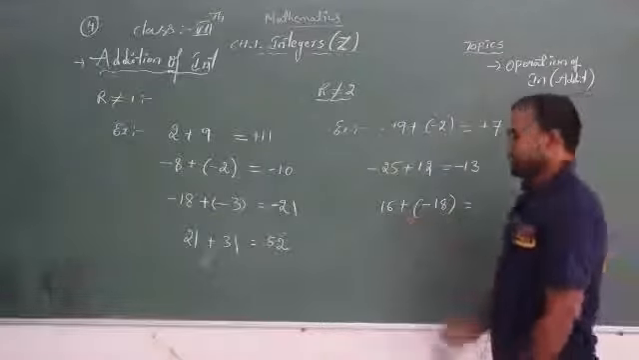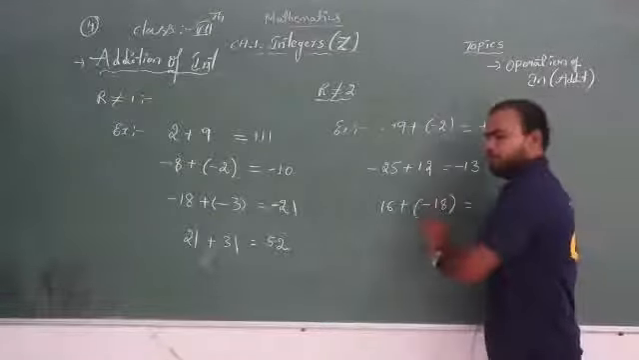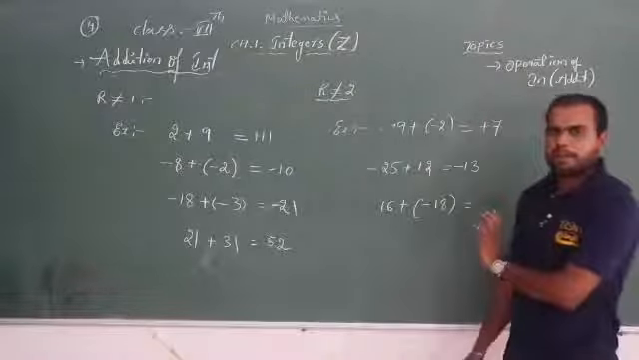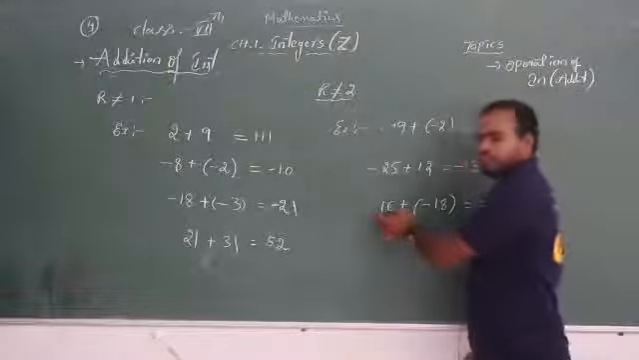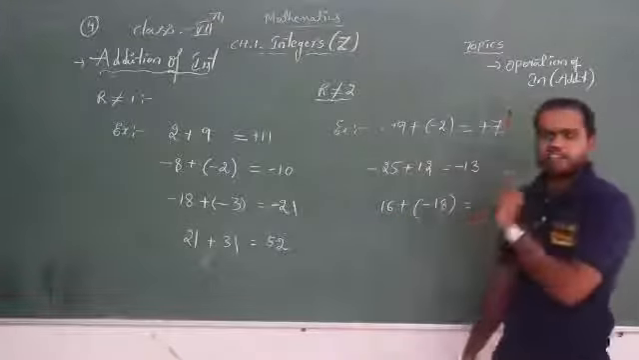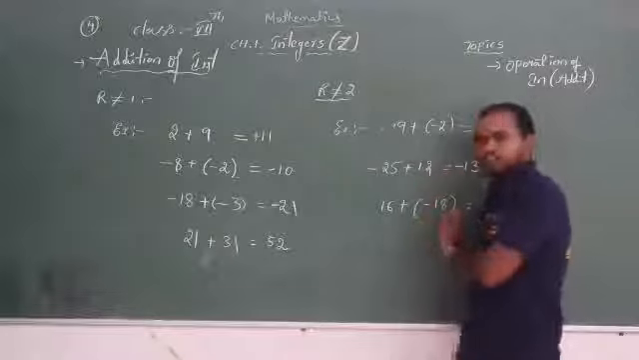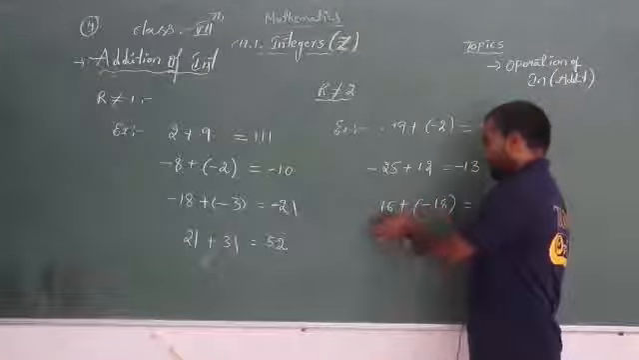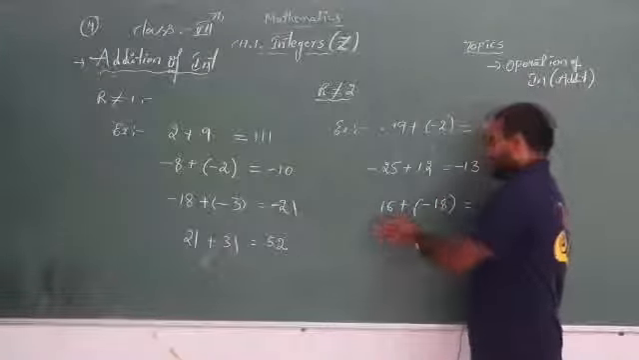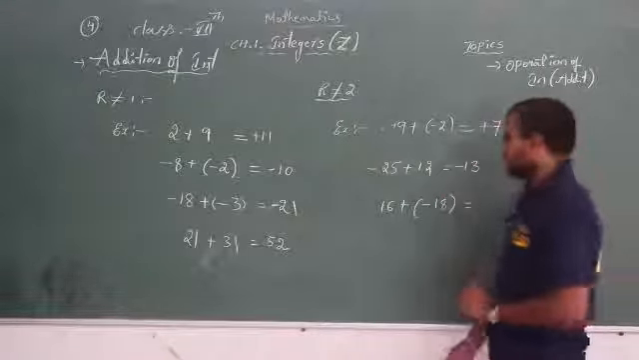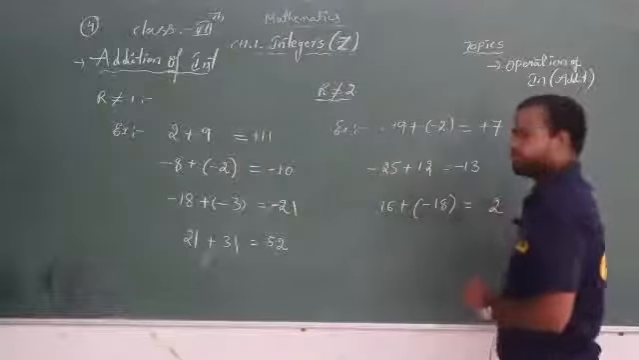16 plus minus 18. So we have to use rule number 1 because one number is a positive number, one number is a negative number. If you are adding a positive number with a negative number, then the first step is to subtract the smaller number from the larger number. So the smaller number, what is that? 16. You have to subtract 16 from 18. So 18 minus 16, how much will you get? We will get 2.